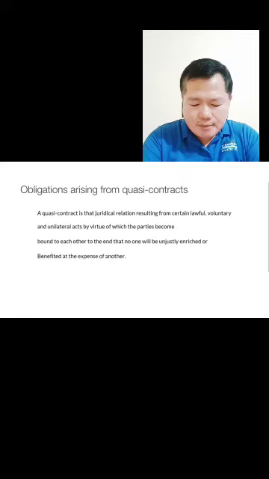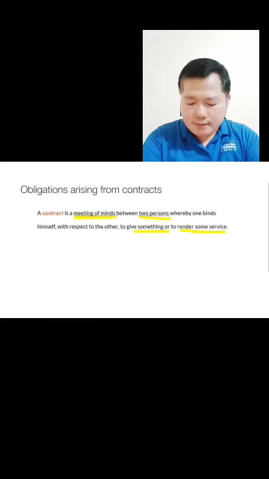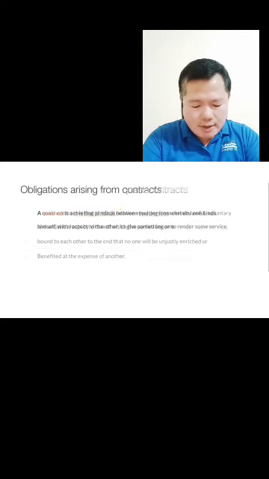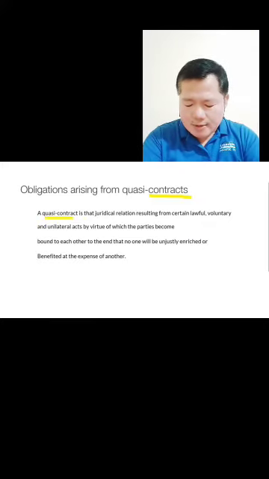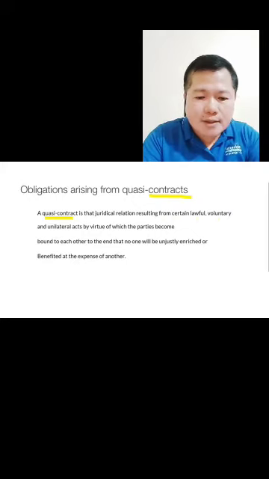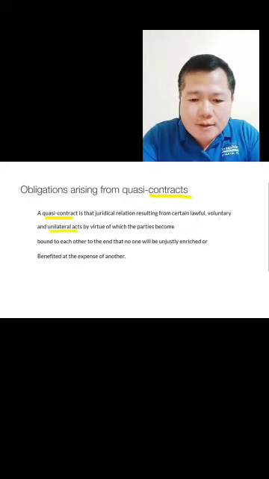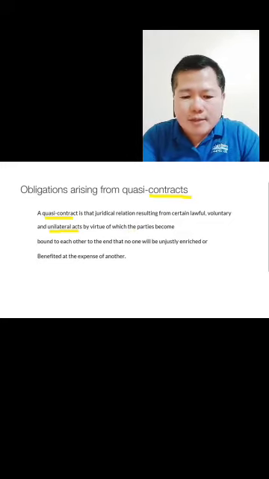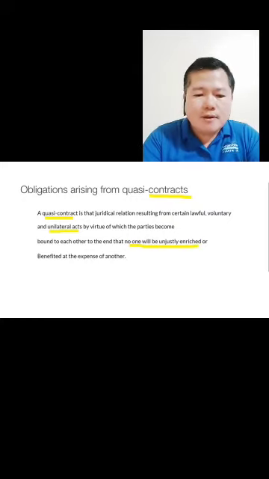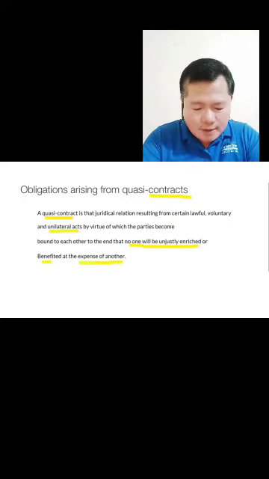Next, the third source of obligation: obligations arising from quasi-contracts. The root word contract is still there, and if you recall, in a contract there is a meeting of minds, meaning the parties agree. But in this case, there is a different definition. A quasi-contract is a juridical relation resulting from certain lawful, voluntary, and unilateral act by virtue of which the parties become bound to each other to the end that no one will be unjustly enriched or benefited at the expense of another.